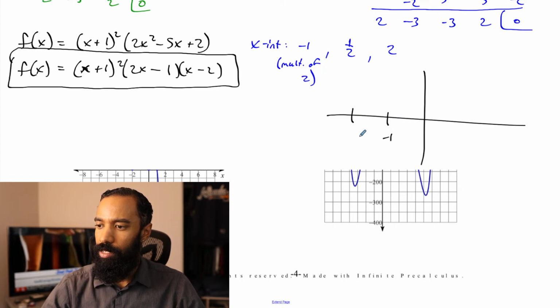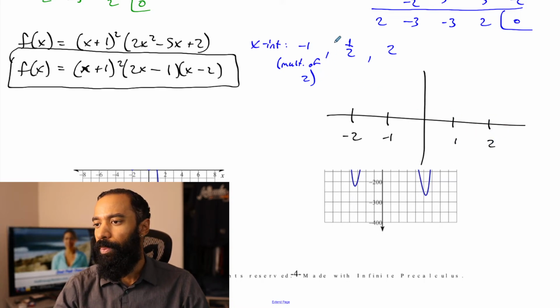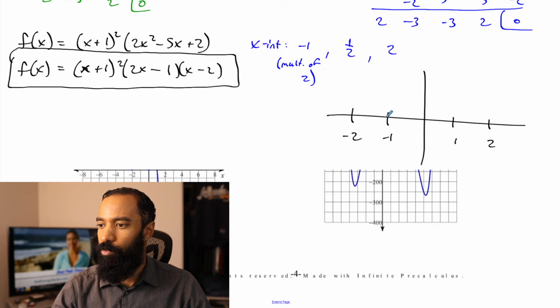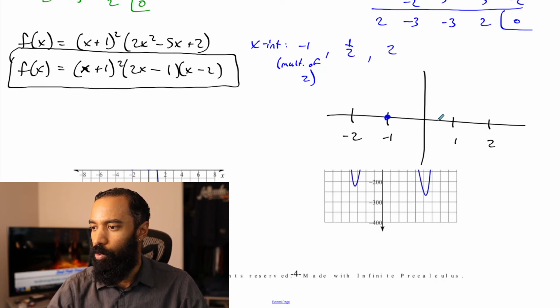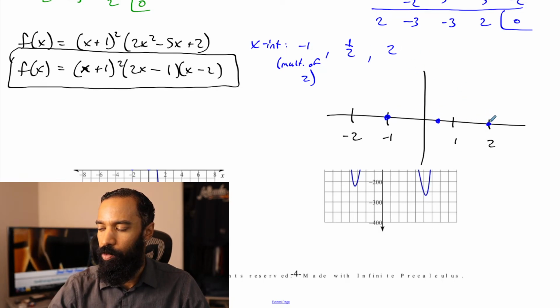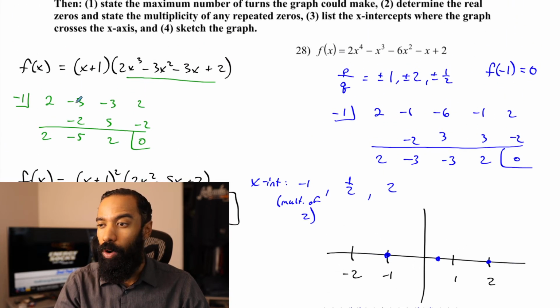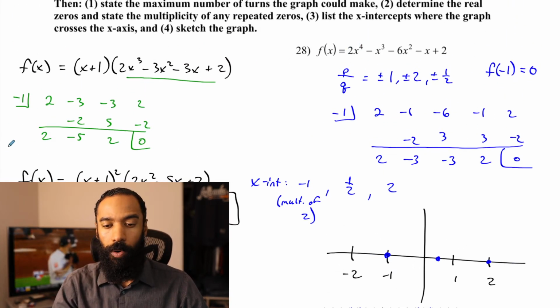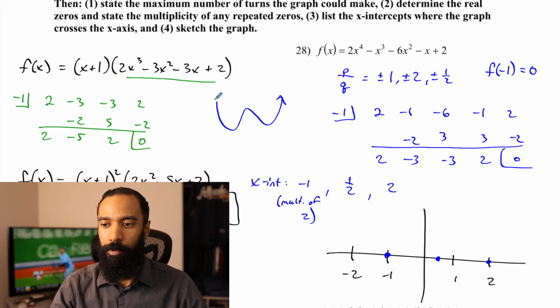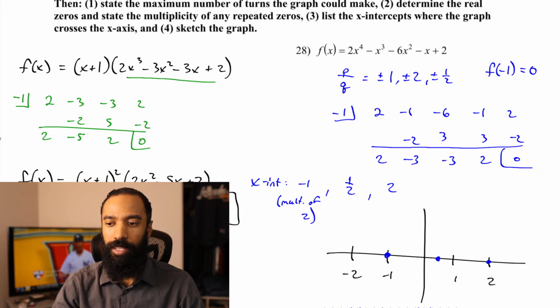negative 1, 1, and 2, boom, boom. Okay, it's going to hit negative 1 here with a multiplicity of 2. It's going to hit 1/2, which is right there. It's going to hit 2 right here. This is a quartic, a positive quartic function. It'll have start up, finish up quality like that.